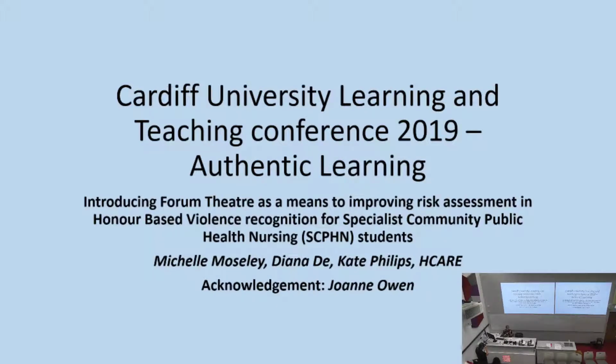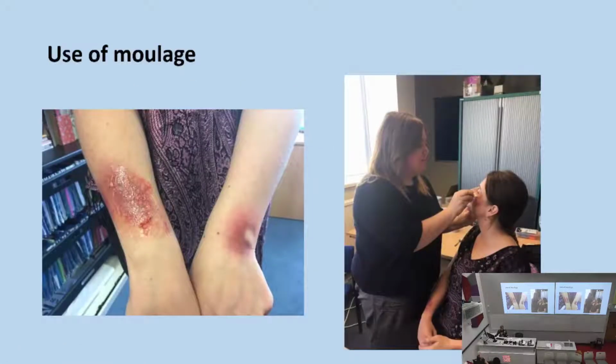I don't do this alone. My colleagues are with me today. Diana D is sat at the front, waving to you from there. And Kate Phillips, who can't stand because she's hurt her foot, is on the crutch there. And just some acknowledgement to Joanne Owen, from our simulation team, who does a fantastic job of moulage. So we're trying to simulate an honour-based violence situation.